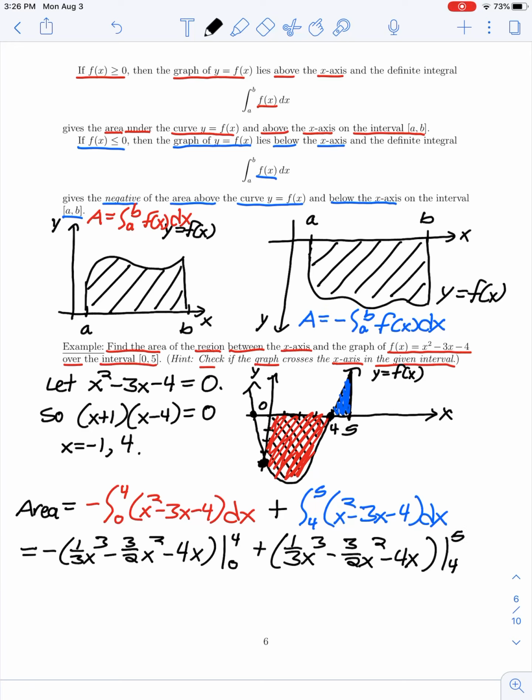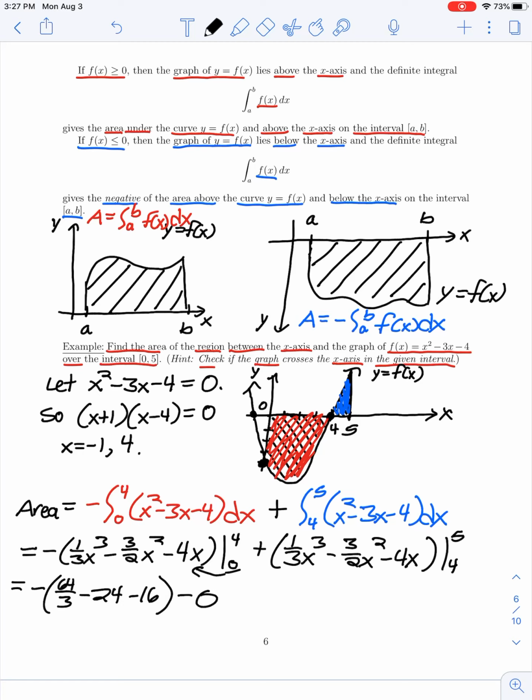So for our first integral, we start by substituting 4 in place of x. So we have the negative of 4 cubed, which is 64 over 3, minus, let's see, 4 squared is 16 times 3/2 would be 8 times 3 or 24. And then minus 4 times 4 would be 16. And then we subtract what we get when we substitute 0 in for x, but we see that when we substitute 0 for x, we have a value of 0. So we're subtracting nothing there.